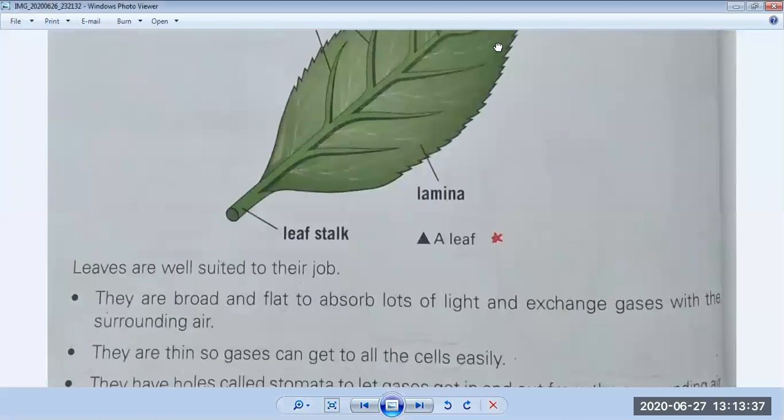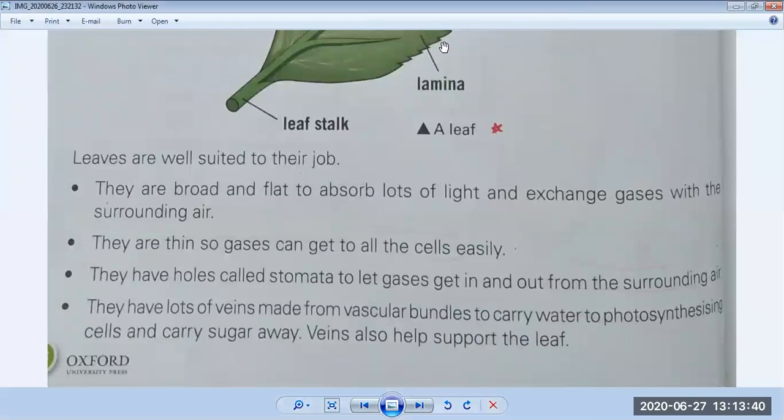Now we will discuss the next point. Okay, what is the function of the leaves? So you will see in your book, they are broad and flat to absorb lots of light. Definitely they absorb more and more light and exchange gases with the surrounding air. They absorb carbon dioxide at daytime and release oxygen in the air. At night they use that carbon dioxide to make sugar solution inside their body, and they release carbon dioxide at night. They are thin, so gases can get to all the cells easily.